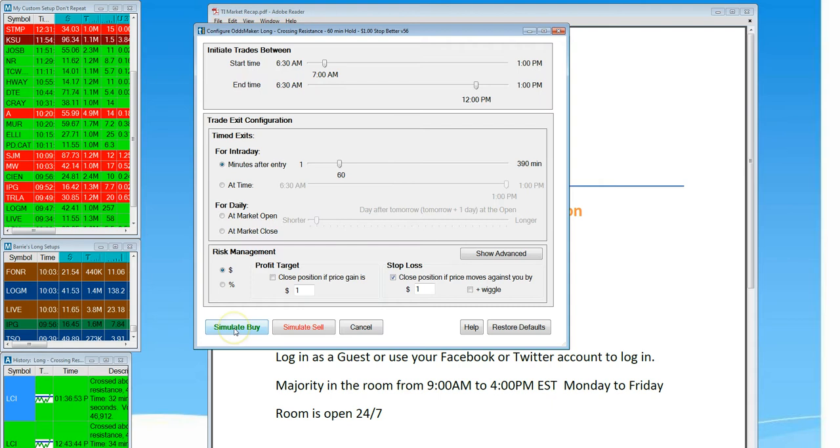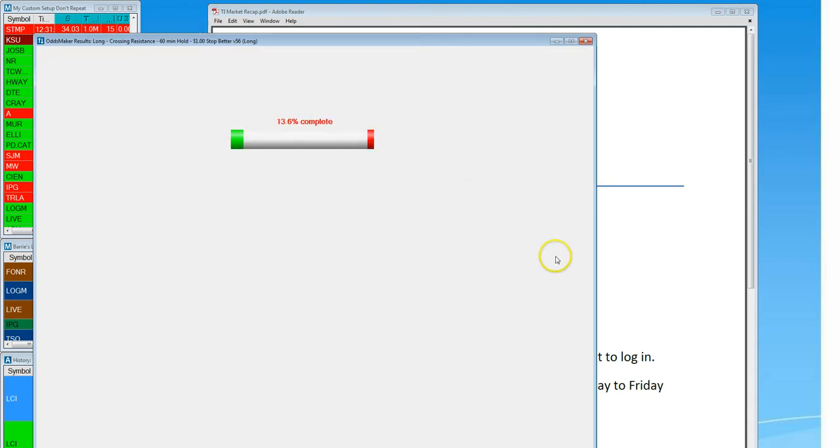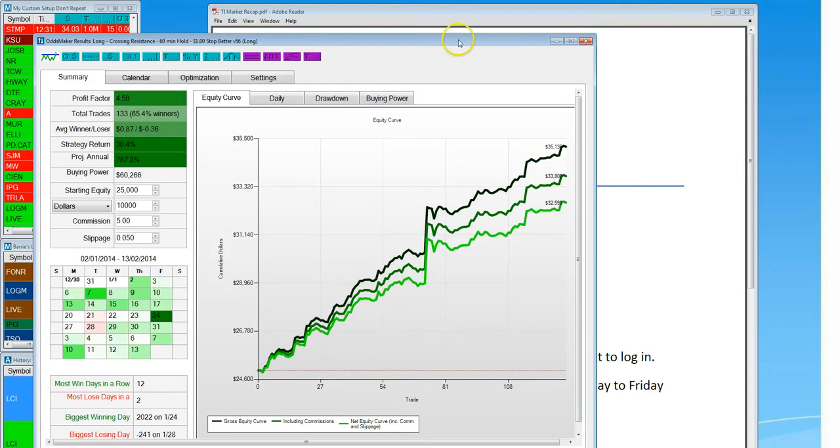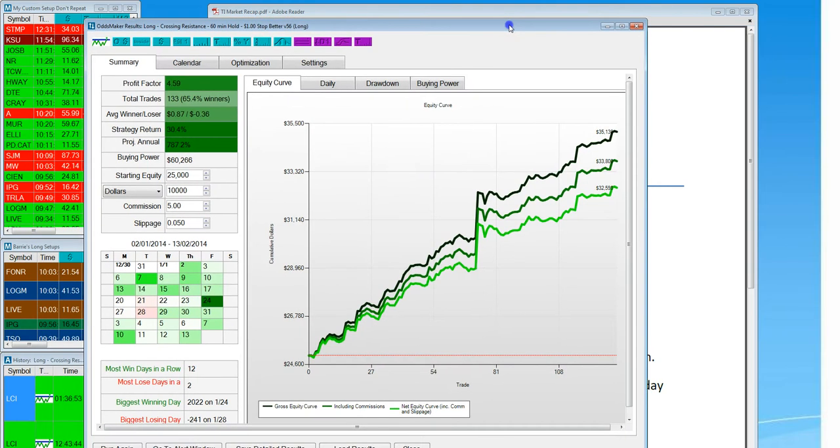So when I click on the simulate buy, I hope you can appreciate how quickly this is running through all the permutations and combinations and trades that could have possibly been taken over the last 30 days, because that's basically what it's doing. It is checking over the last 30 days all of the situations in which the filters were met and the trigger was met. And so you can see right here, this is the equity curve.